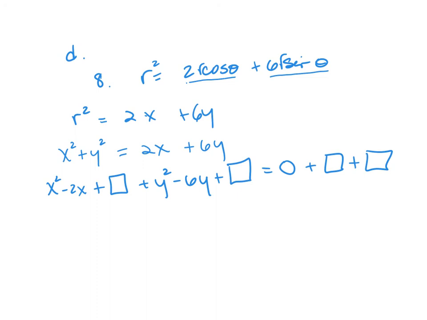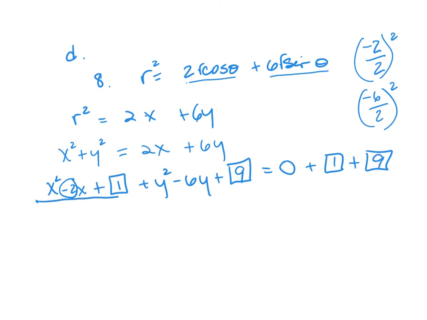When you're completing the square, you take this middle number here, you divide it by 2, and you square it. Wait, I gotta write this. So negative 2 divided by 2 and squared is a 1. Negative 6 divided by 2 squared is a 9. So when we complete the square, we added 1 and 9 to the left side. We got to add 1 and 9 to the right side.